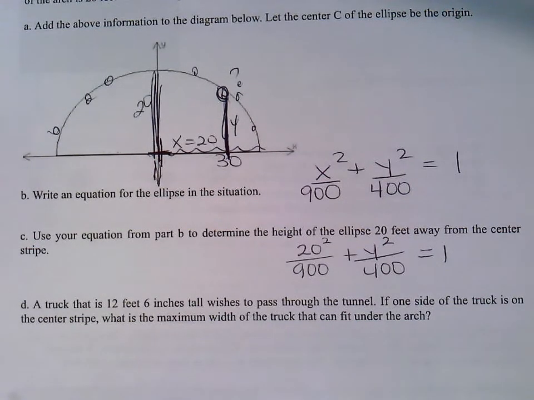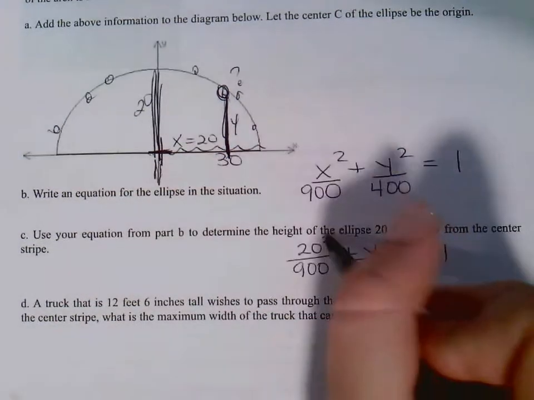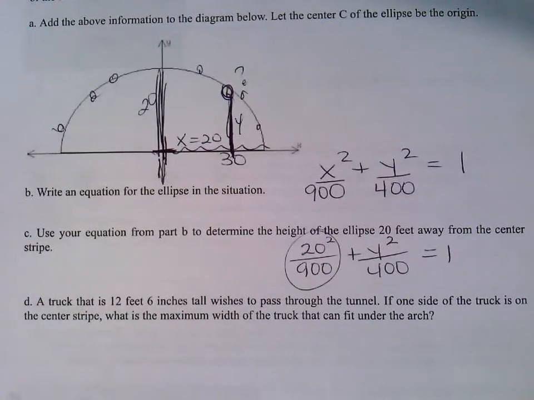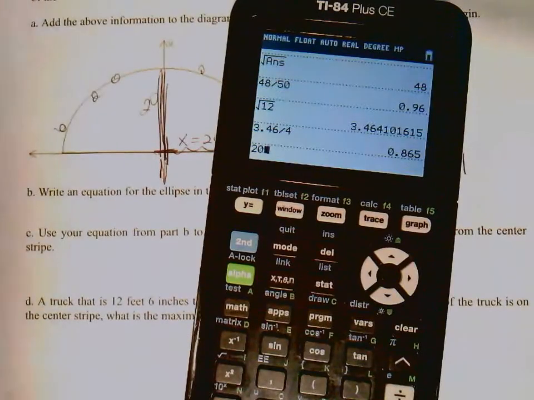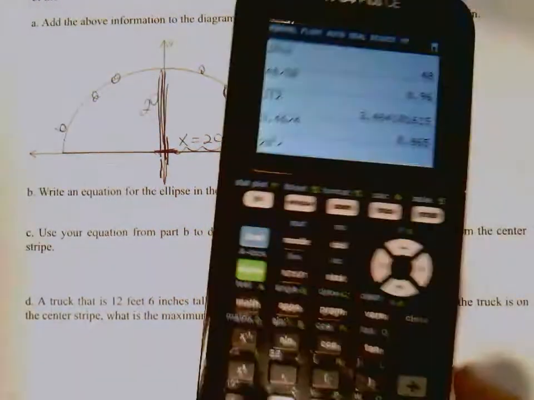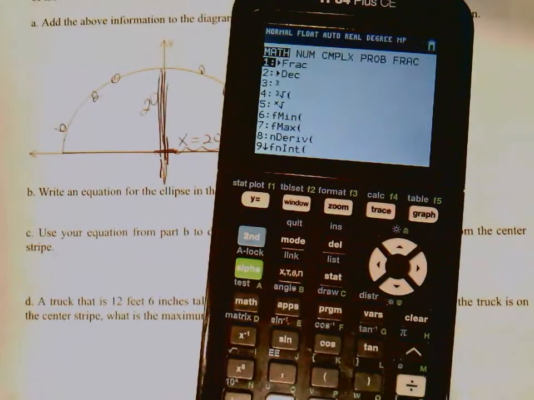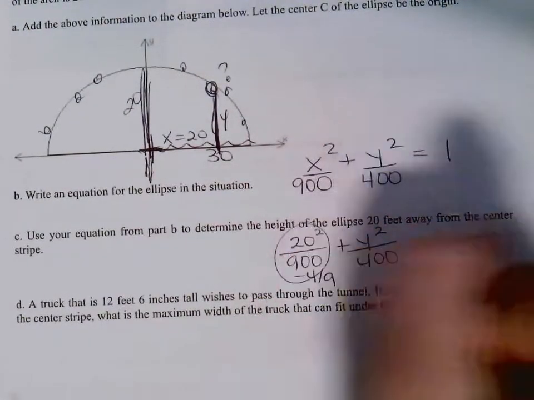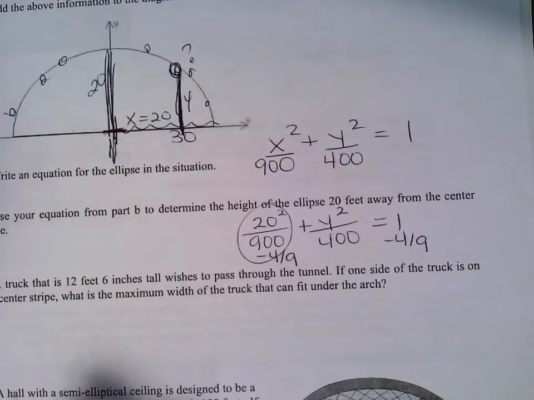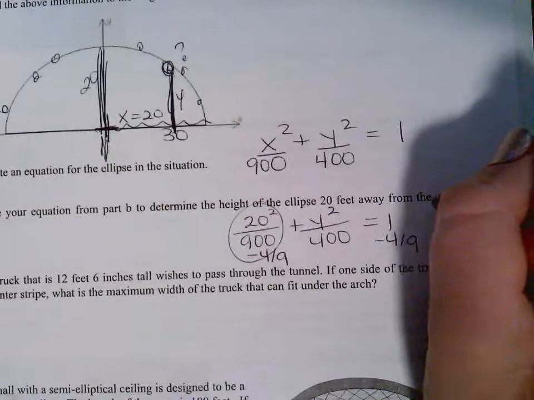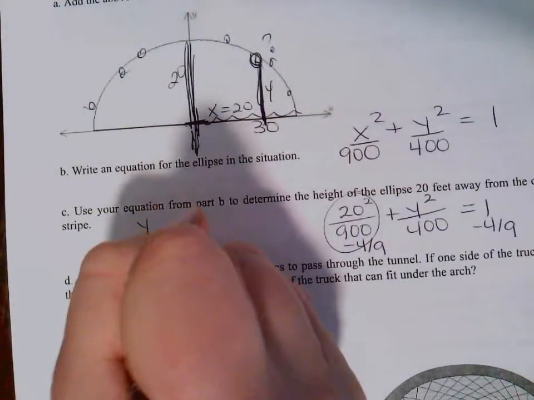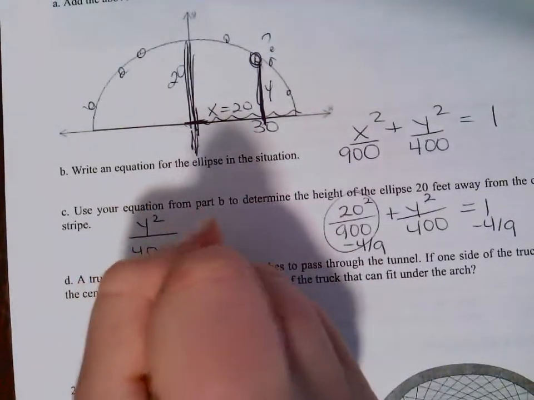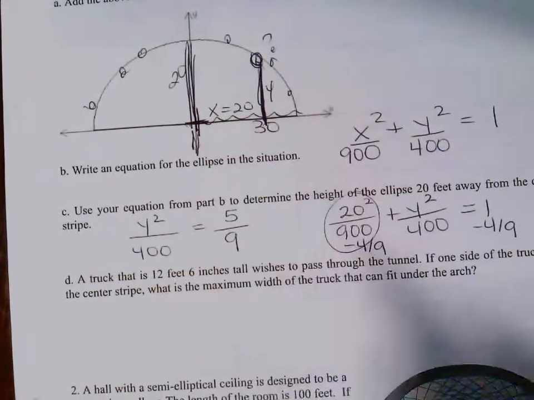20 squared divided by 900 is just a number, right? So this number is 4/9. I'm actually going to take 4/9 and subtract it from the other side. What is 1 minus 4/9? Isn't that 5/9? I'm just doing this so that I can do it with mental math here. Y squared over 400 equals 5/9.